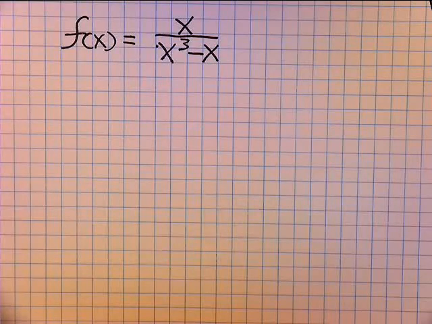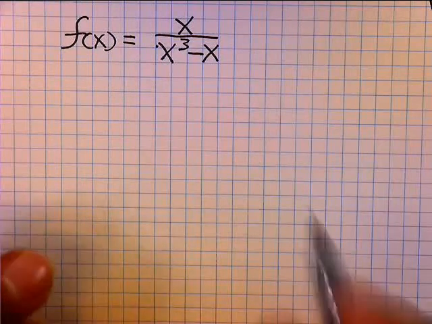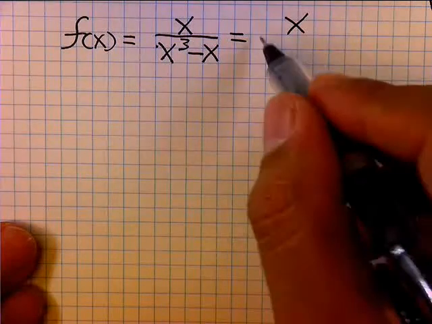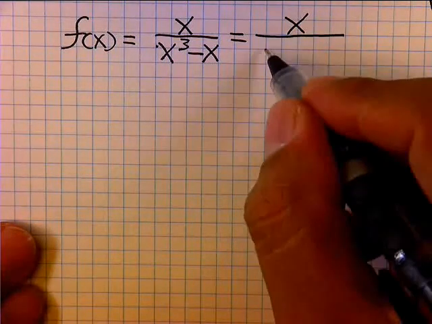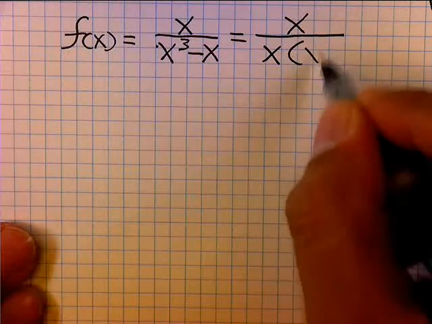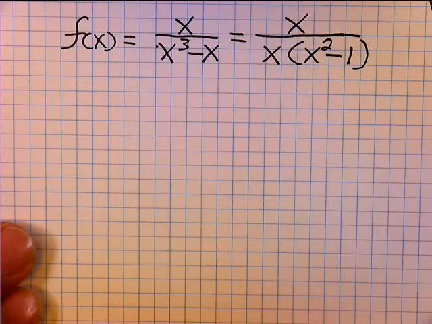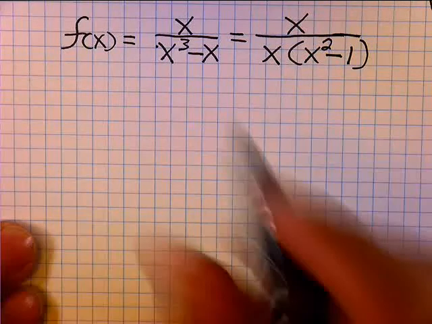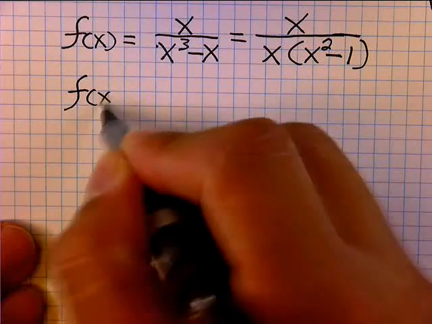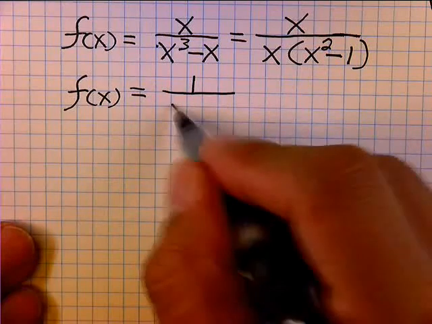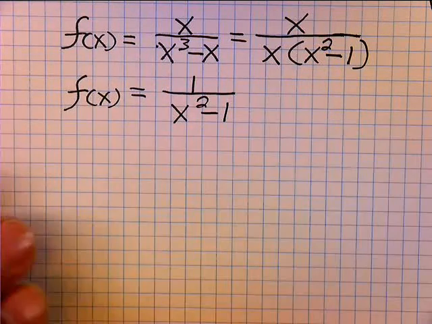Okay, I'm going to be looking at this function here and determining if it has any vertical asymptotes, and if so, what are they? First thing I'm going to do is start by looking at my function and factoring the denominator. When I factor the denominator, I will get x times x squared minus 1. I notice that this function is now reducible. So f of x is the same as 1 over x squared minus 1.